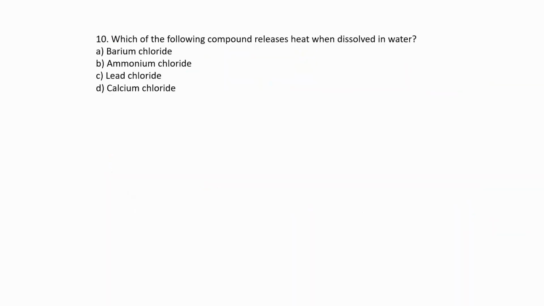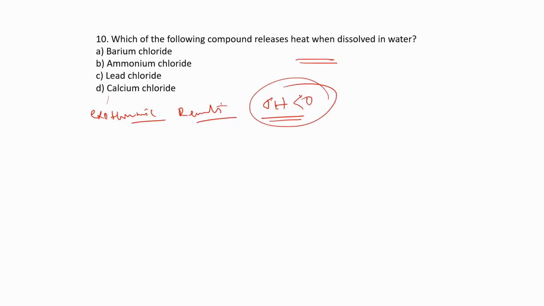And the last question is: which of the following compounds releases heat when it dissolves in water? That is a very easy question. We have to know which one releases heat in the presence of water. That means it is an exothermic reaction. That's why it is releasing heat. For an exothermic reaction, delta H is less than zero. So the answer will be calcium chloride. We know that when calcium chloride is added to water, it creates heat, because it is an exothermic reaction, and that's why delta H is less than zero.